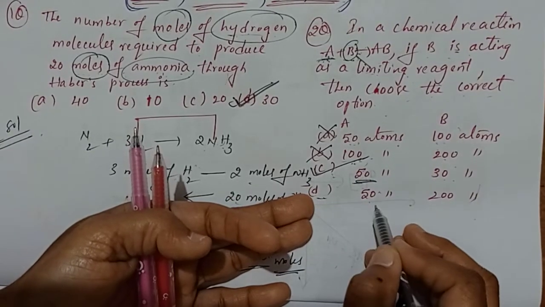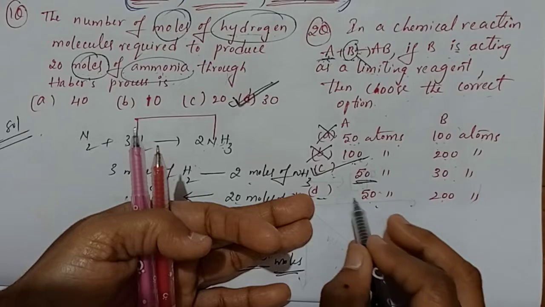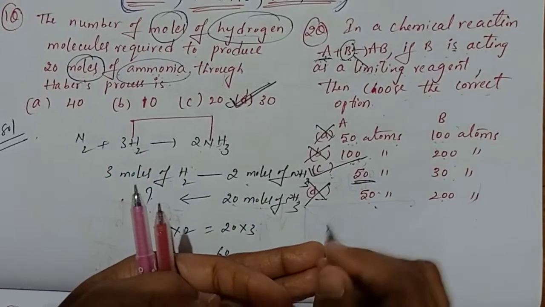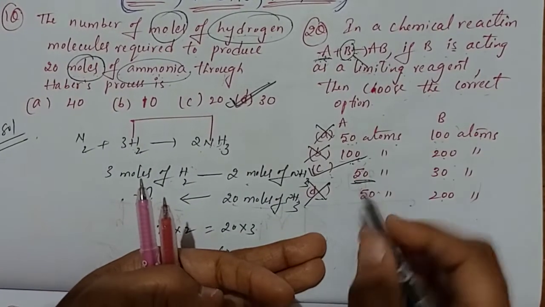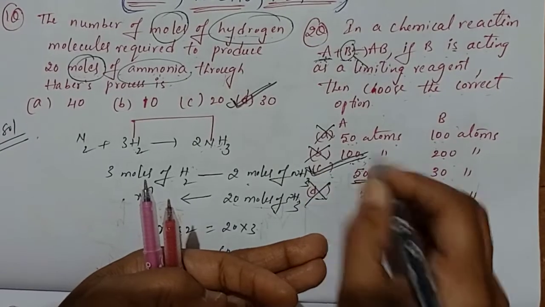D option is 50 atoms are there, B atoms more there. So this is also wrong. So what is the correct option, students? Which is the correct one? C option is correct. Understood this one?